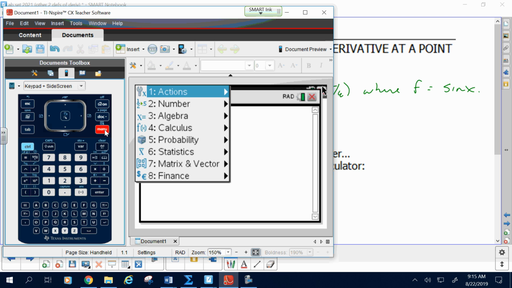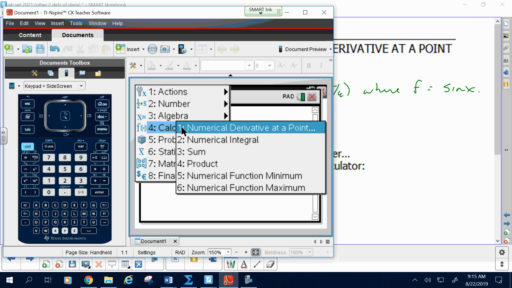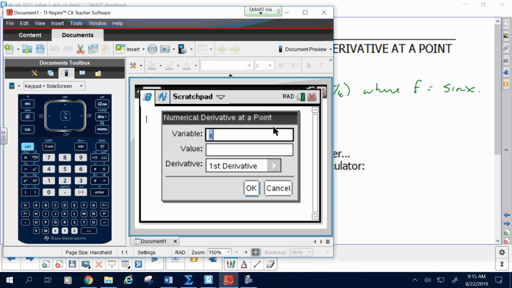Go to Menu. And what submenu are you going to use? Yeah, you're going to use the Calculus submenu, and you're going to use the numerical derivative at a point, the first thing. The variable is x. You could have functions of time. When we do physics kind of problems, you'll often have t as a variable, but here we have x as our variable. The value is the value at which you want the slope, which is pi over 6.